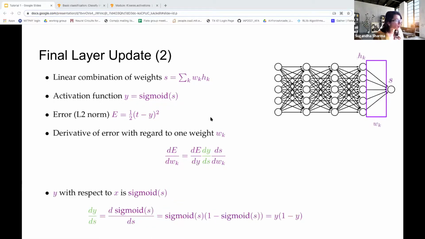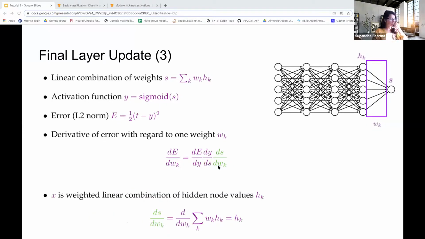So next we compute the derivative of y with respect to s, this term highlighted in green. And so y we know is a sigmoid function, and you don't need to know the details, but the derivative of a sigmoid is just sigmoid times 1 minus sigmoid. And since sigmoid is just equal to y, we can simplify and write it as y times (1 minus y). And then we come to the last term, which is the derivative of s with respect to weights.